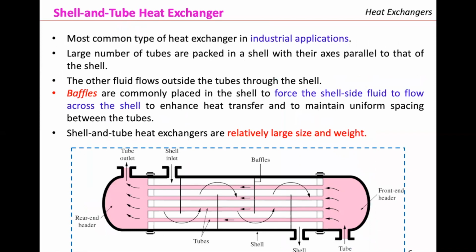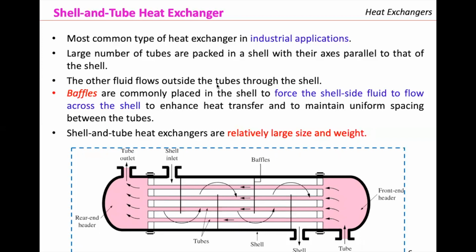But the most common one is the shell and tube heat exchanger. It's the most common heat exchanger in industrial applications. And it consists of a large number of tubes packed in a shell with their axis parallel to that shell. So as you can see here from these images, these are the tubes, and all of this that covers the tubes is the shell, right? And you have the different parts of the shell and tube heat exchanger denoted in this image.